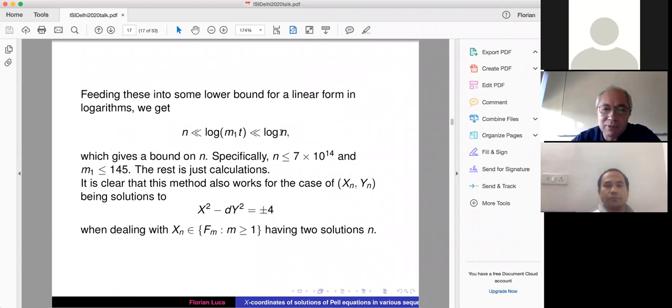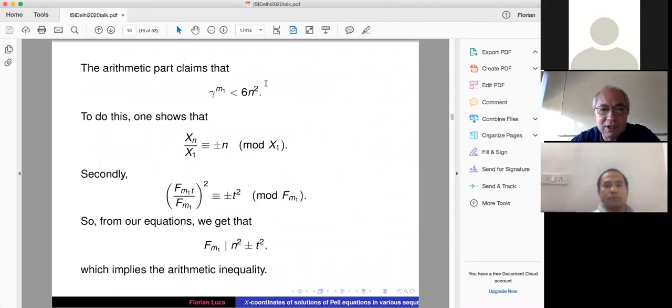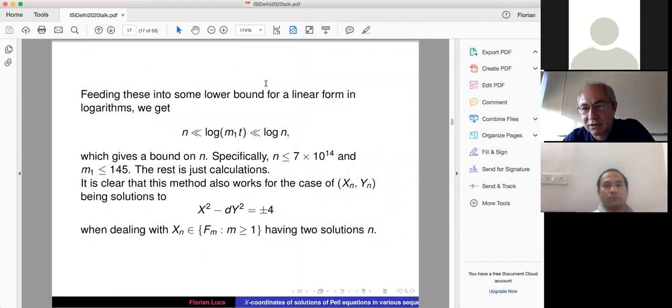And then you go and you put your numbers in there. You get n is 7 times 10 to the 14. M1 is at most 145 if you go to this inequality, and the rest is just calculation. And you can see how this method will also work for x squared minus dy squared equal plus minus 4.